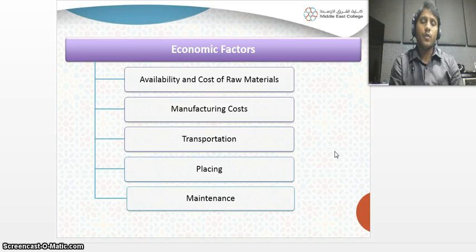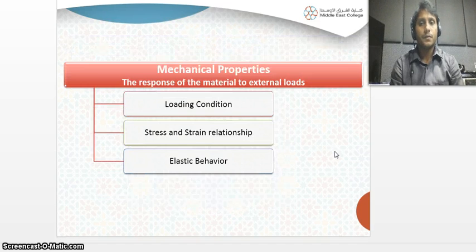Manufacturing cost. If you want to manufacture your material on your own, you must have an idea about how much the manufacturing cost is, how much the transport cost is, and placing. Once we have transported it, how can we place the material on the construction site, and how to maintain these materials. All this comes under economic factors.